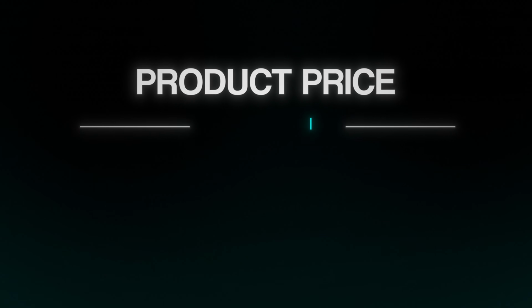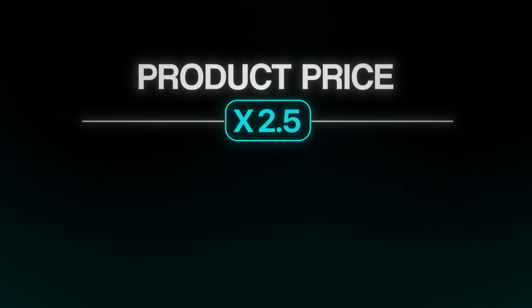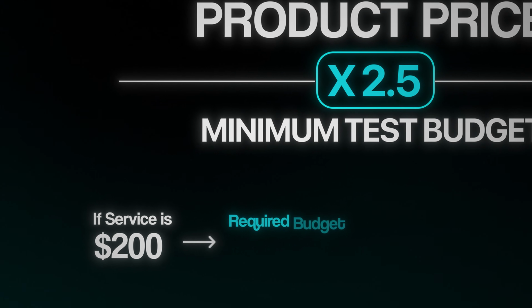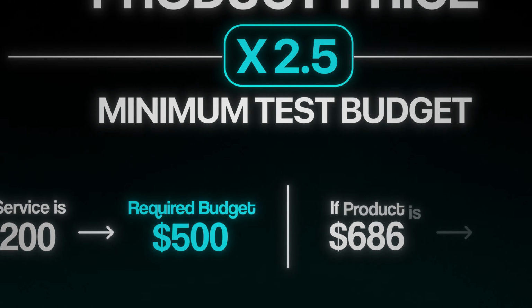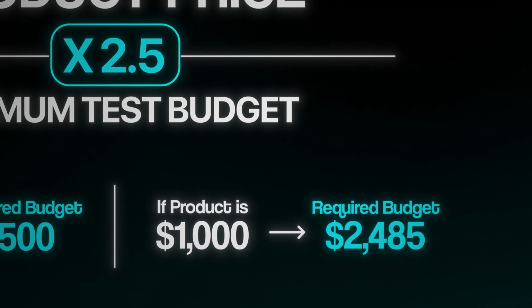Now, the spending rule I always follow is pretty simple. You take the price of your product or service and you multiply it by 2.5. That's the minimum you need to spend per ad to know whether it actually works or not. So if you sell a $200 service, you need at least $500 in testing budget per ad. And if you sell something closer to $1,000, that number becomes $2,500.